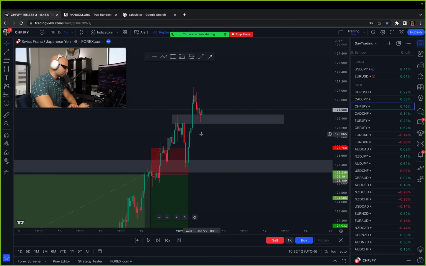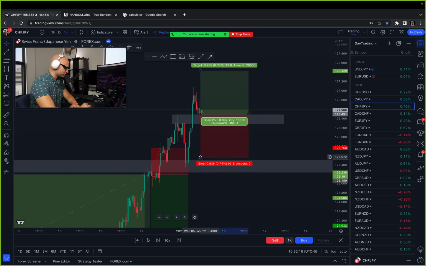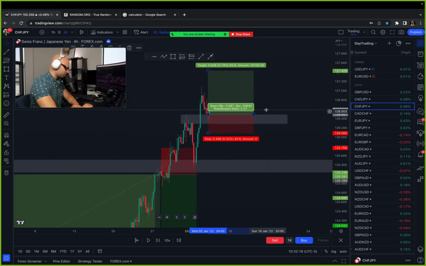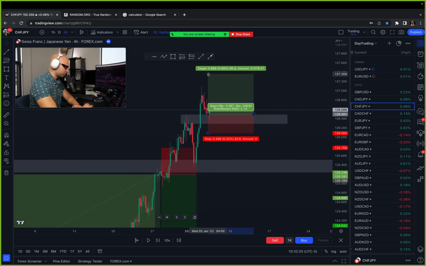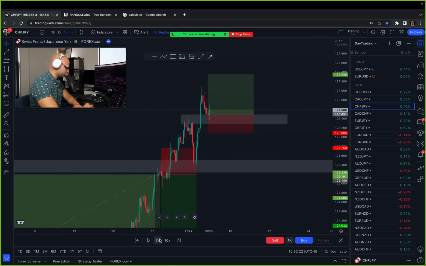So this right here, price comes to the zone, tests, starts to bounce. Entry right there after the rejection, and then stop loss just below. And we are risking $200 on this one, and we're trying to go for a higher high. We will see if this one plays out.